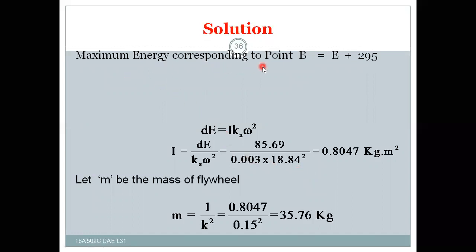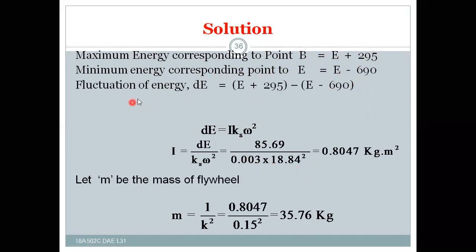So maximum energy corresponding to point B is E plus 295, and the minimum energy corresponding to point E is E minus 690. Then the fluctuation of energy dE is equal to E plus 295 minus E minus 690, so you will get 985 mm square. As we are already aware, 1 mm square is equal to 5 Newton meters. If you multiply this with 5, you will get energy in Newton meters. That is 985 into 0.87, as we had 1 mm square equal to that, and you will get 85.69 Newton meters.